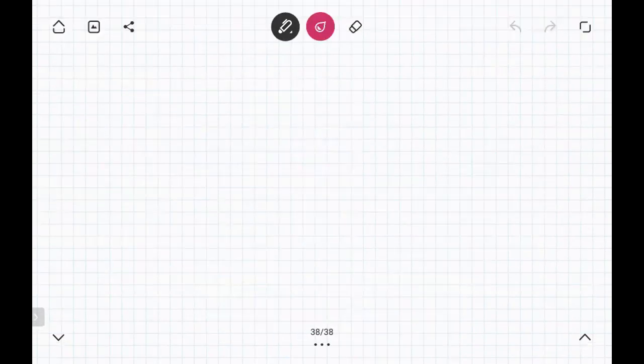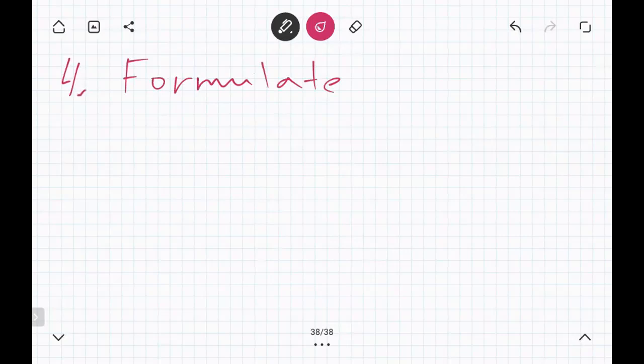Okay, so what's next? Next, we need some kind of a rule which will tell us how we get our outcomes, so to speak. So that's our step 4, to formulate the decision rule, to state the decision rule. So now we will look at it.